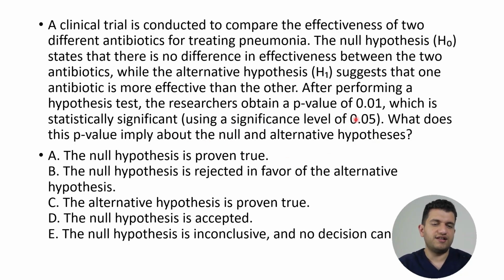So, what does this p-value imply? Since it's 0.01, it's less than 0.05. Is the null hypothesis proven true? Is it rejected in favor of the alternative? Is the alternative true? Is the null accepted? Or the null is inconclusive and we can't make a decision? Obviously, we have explained it. So if it's below 0.05, you will accept the alternative and say that there is an association while rejecting the null.